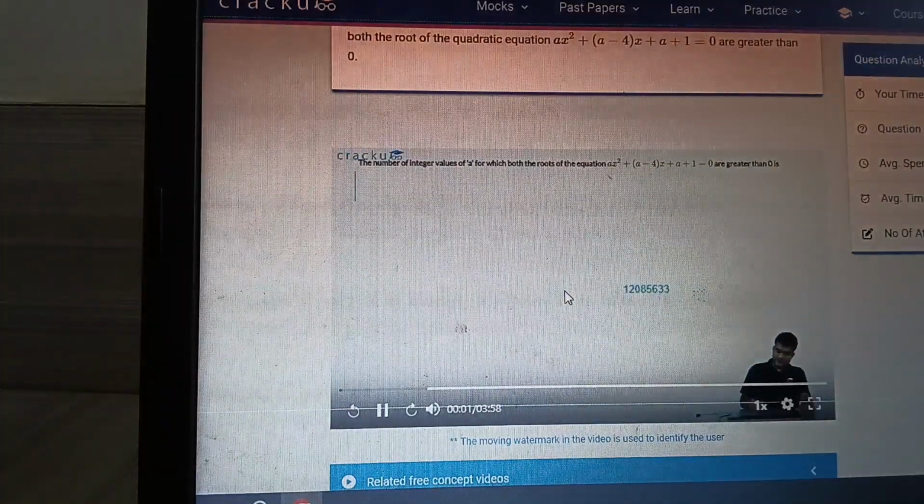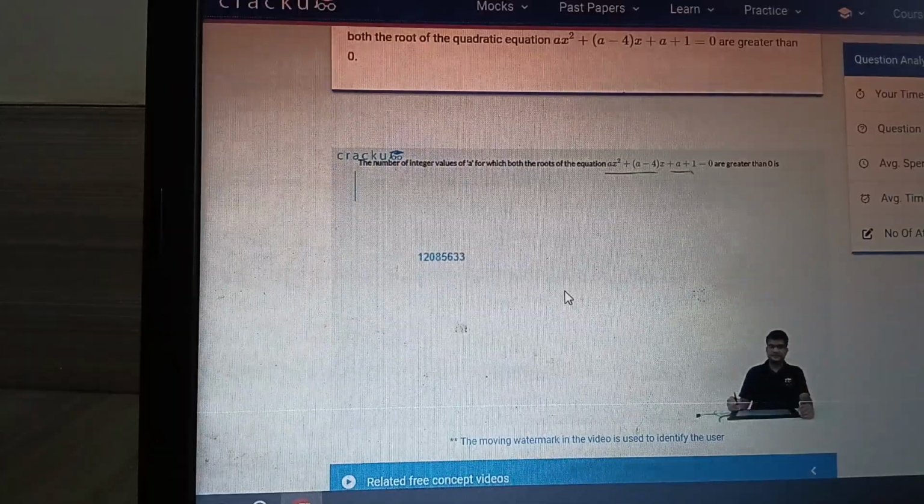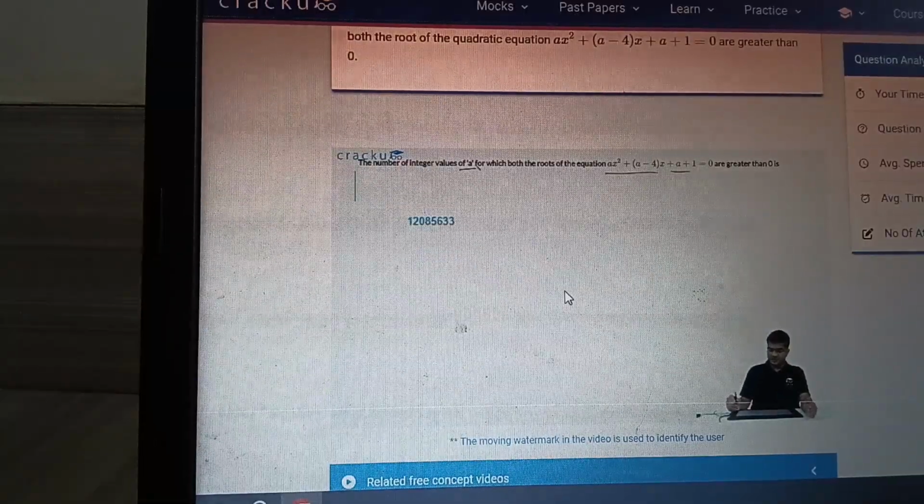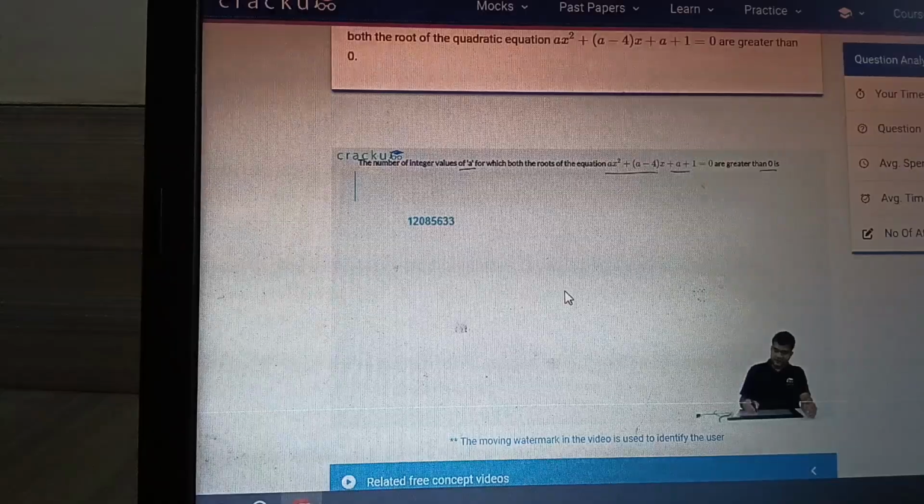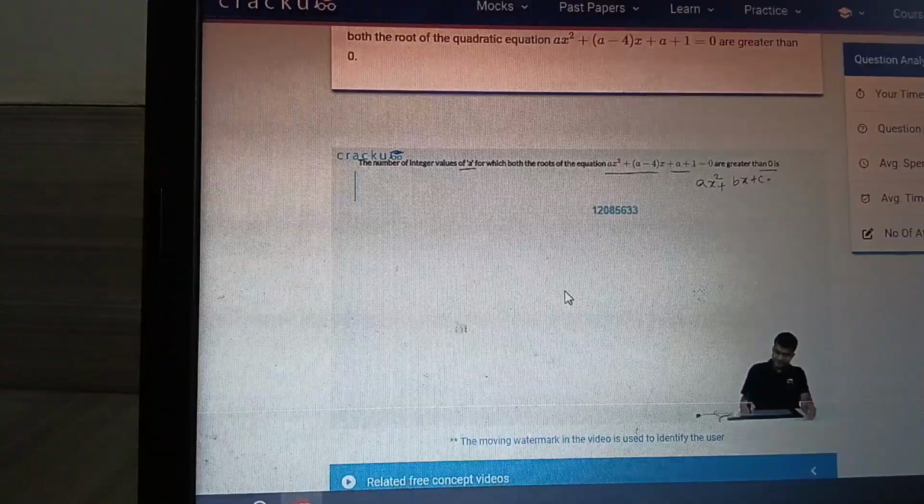In this question, we are given a quadratic equation which is ax square plus (a minus 4) x plus a plus 1 is equal to 0. We are asked to find the number of integral values of a for which both of these roots are greater than 0. If you are given a quadratic equation of the form ax square plus bx plus c is equal to 0.